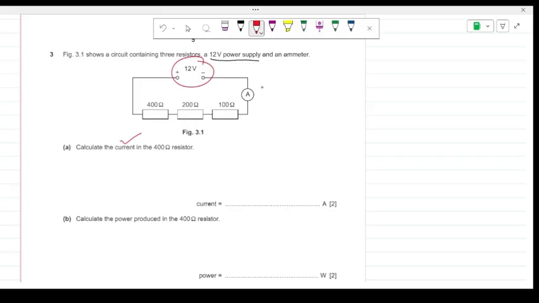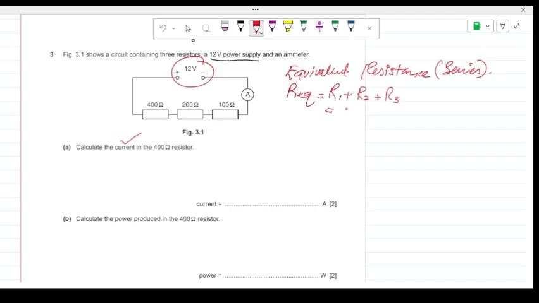So we have to calculate the equivalent resistance of the circuit, and we know these resistors are connected in series, so we just add up all the values, R1, R2 and R3, which is 400 and 200 and 100 ohms. So we get the total value of 700 ohms as the equivalent resistance.